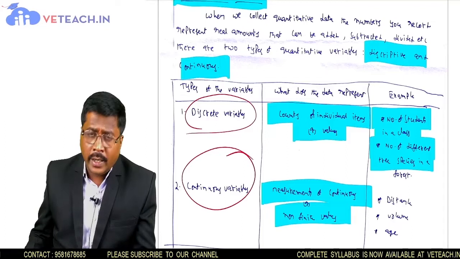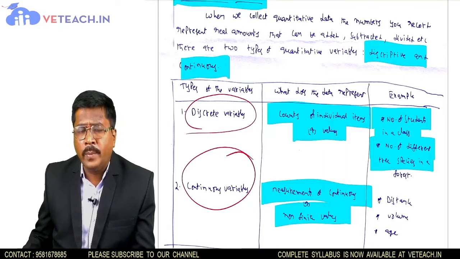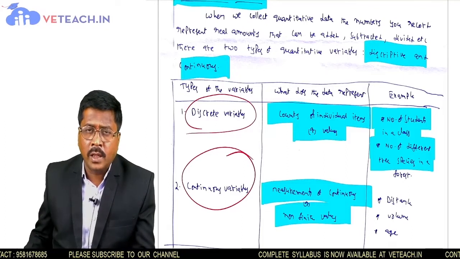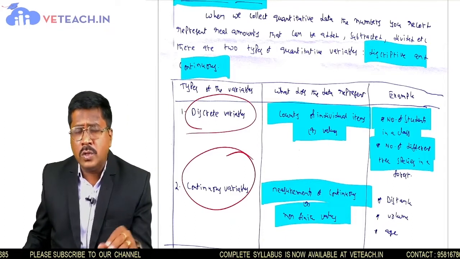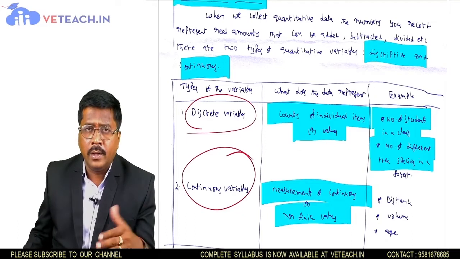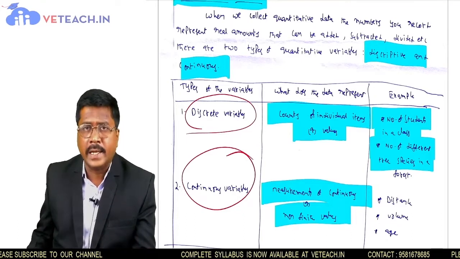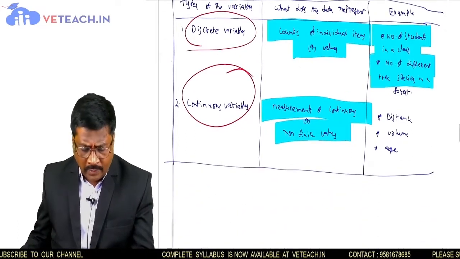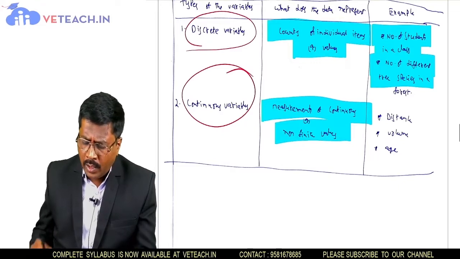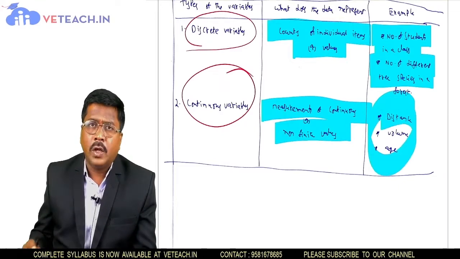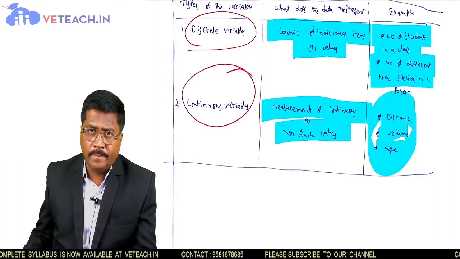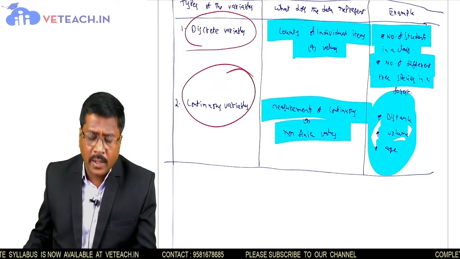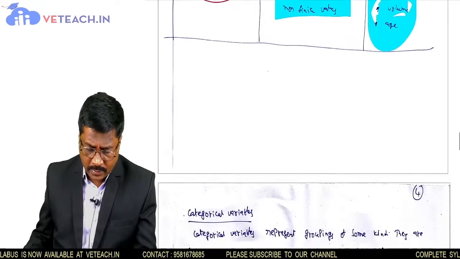Also, in a classroom, how many boys and how many girl students there are. Because those are finite values, that comes under the category of discrete variables. In a similar way, continuous variables are distance, volume, and the age of a human being. These are examples of continuous variables.